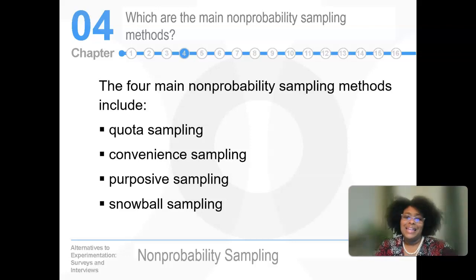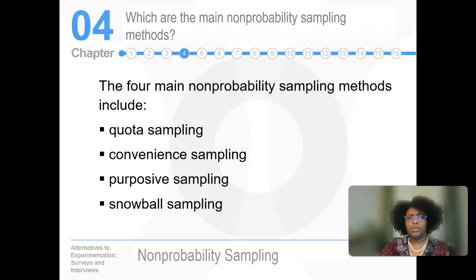The four main non-probability sampling methods include quota sampling, convenience sampling, purposive sampling, as well as snowball sampling. I want you to take time to check out your resources in your textbook and look at quota sampling, convenience sampling, purposive sampling, and snowball. I'm going to give you a hint with convenience sampling. Convenience is just talking to anyone that you can get to add them into the group that you're creating. Or I might say snowballing.